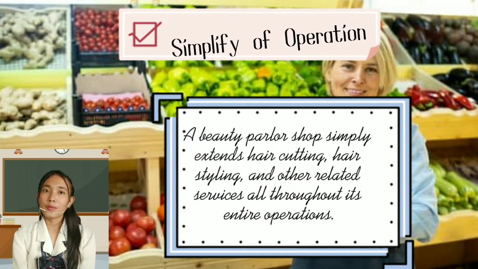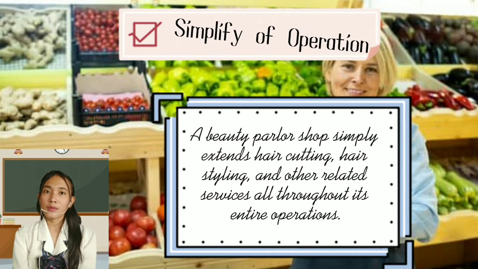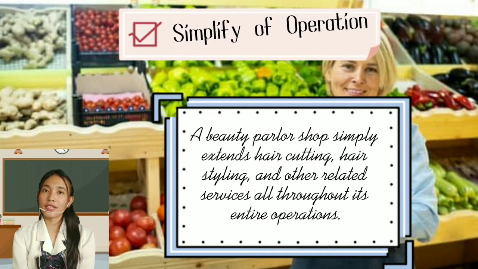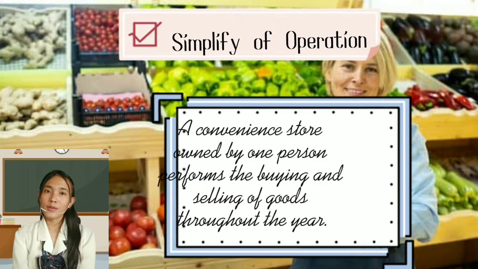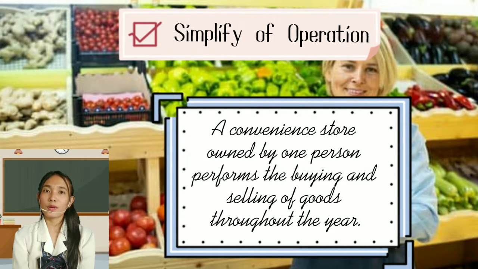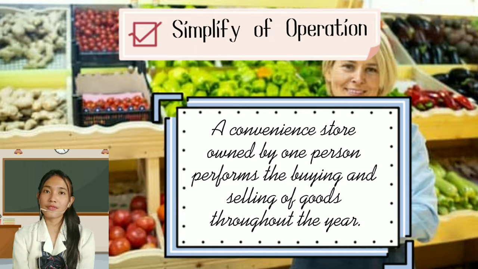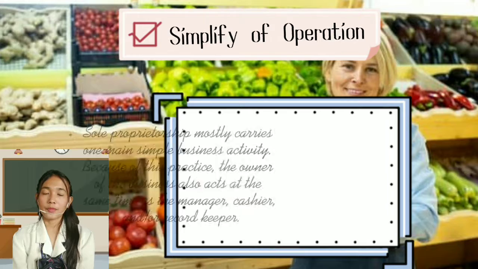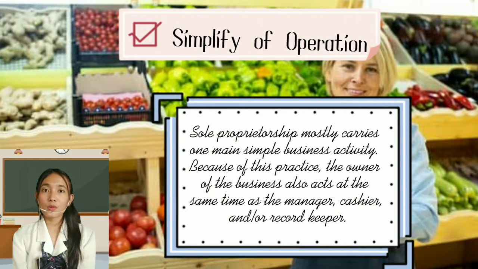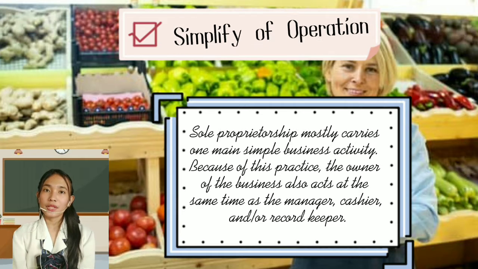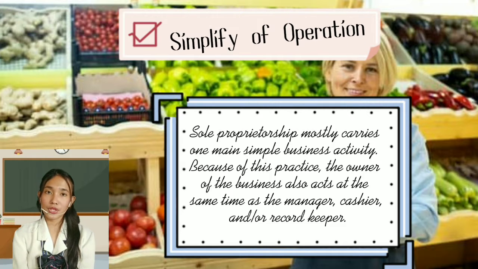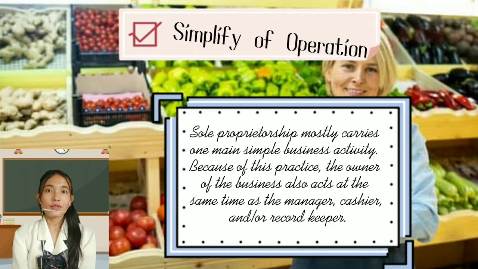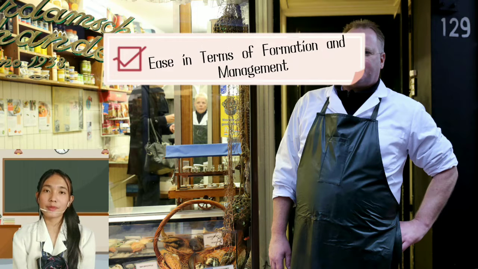For example, a beauty salon or parlor shop simply extends hair cutting, hair styling, and other related services all throughout its entire operations. Similarly, a convenience store owned by one person performs buying and selling of goods throughout the year. Sole proprietorship mostly carries one main simple business activity. Because of this practice, the owner of the business also acts at the same time as a manager, cashier, and record keeper.